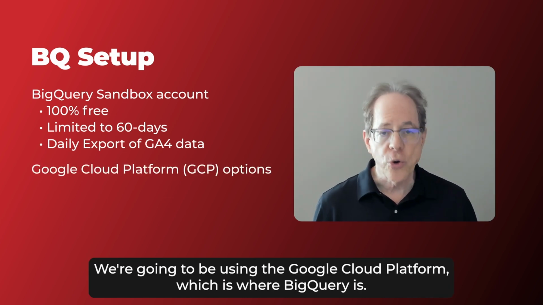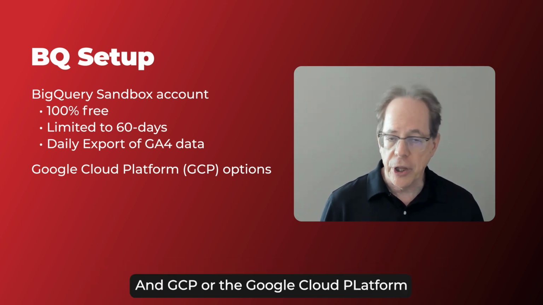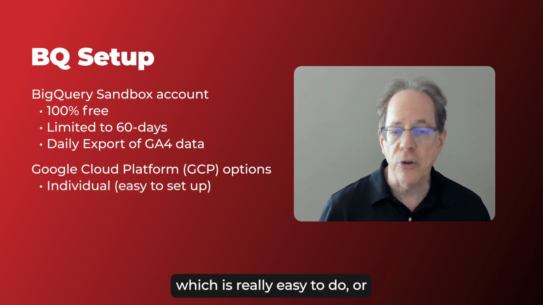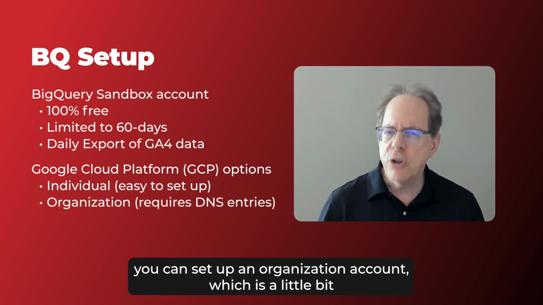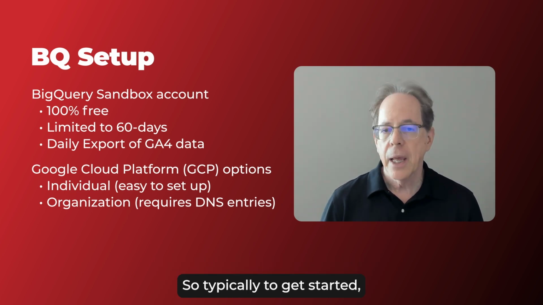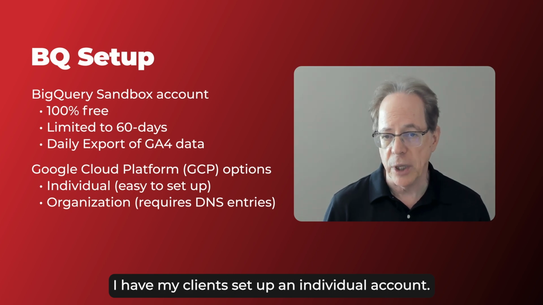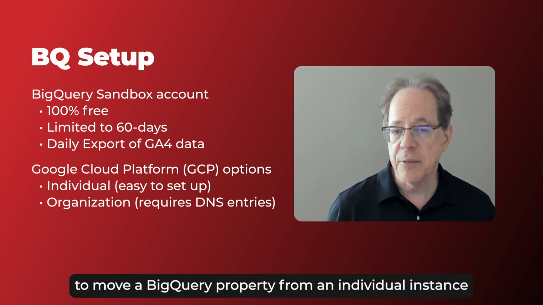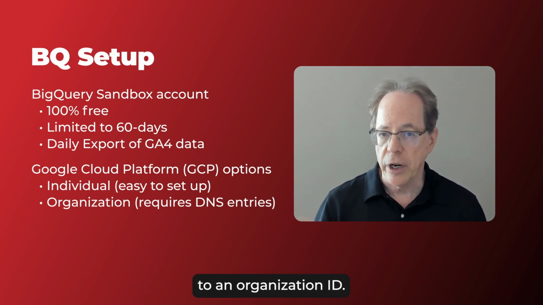We're going to be using the Google Cloud Platform, which is where BigQuery is. And GCP, or the Google Cloud Platform, has a couple of different options. You can set up an individual account, which is really easy to do, or you can set up an organization account, which is a little bit more complicated and requires you to make some DNS entries. So typically, to get started, I have my clients set up an individual account. At some point, we can add an organization account, and it's really easy to move a BigQuery property from an individual instance to an organization ID.